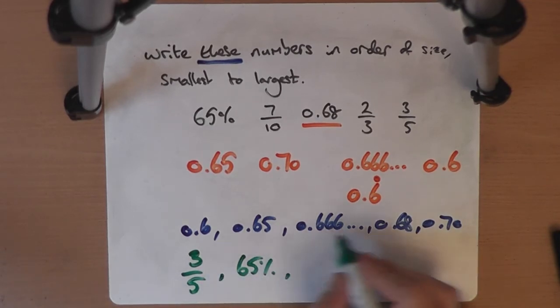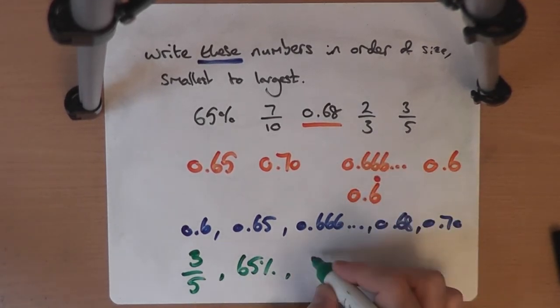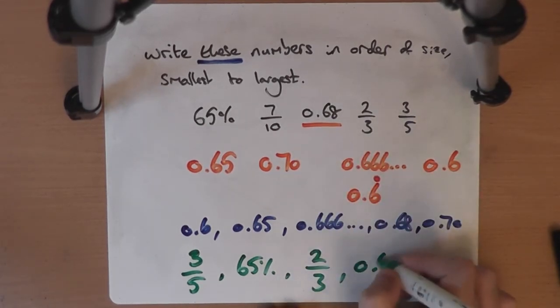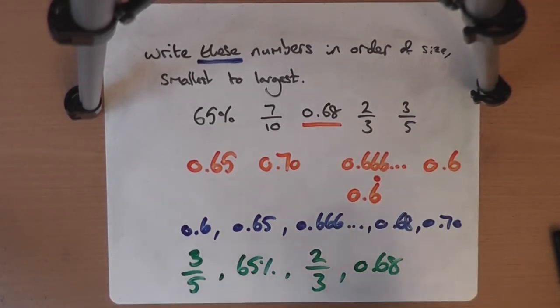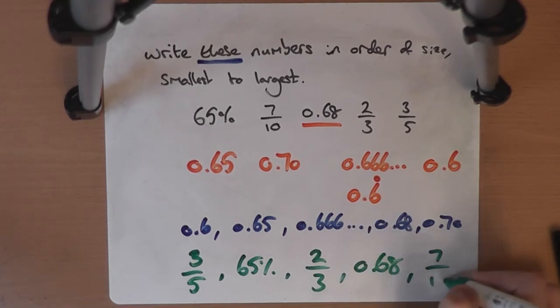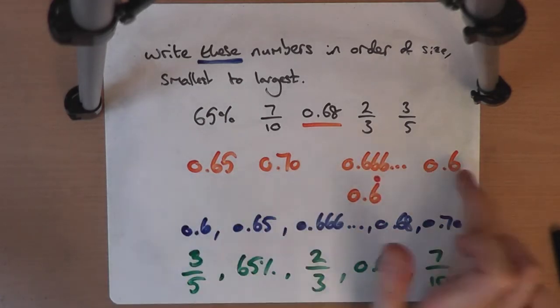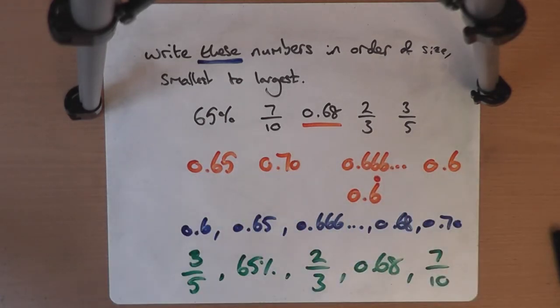The third one, 0.666... was the 2/3, so the 2/3 comes next. Then the 0.68, well, that was a 0.68. And then finally, the 7/10 is the largest. And if I do that, then I get the 2 marks for the question. One for converting something to try and get them in a comparable form, and then one for the actual list at the end in the right order.